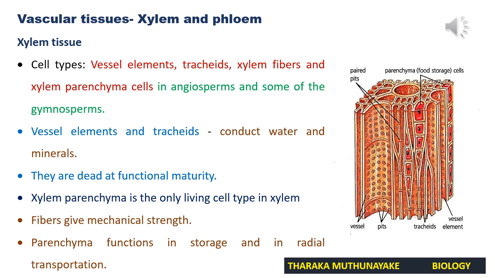In addition to conducting water, these vessel elements and tracheids are involved in providing support and strength to the plant because they have lignified thick secondary cell wall. It's another function separately mentioned in your note. They provide strength and support in addition to conducting water and minerals. Okay, and it says these are dead cells at functional maturity. Vessel elements and tracheids are dead cells. Only xylem parenchyma is a living cell type in the xylem.